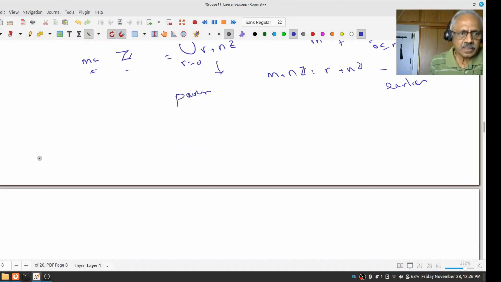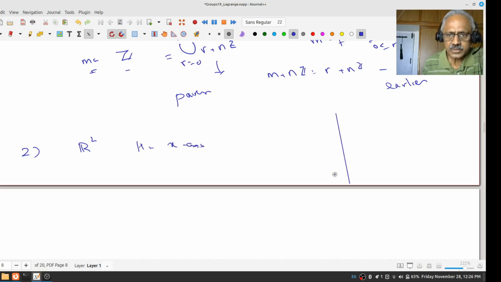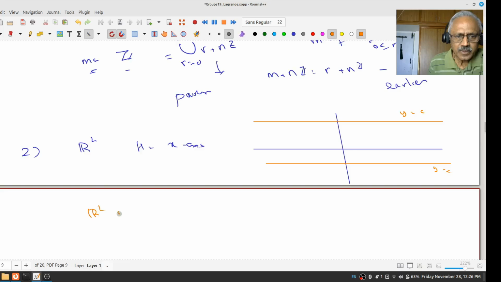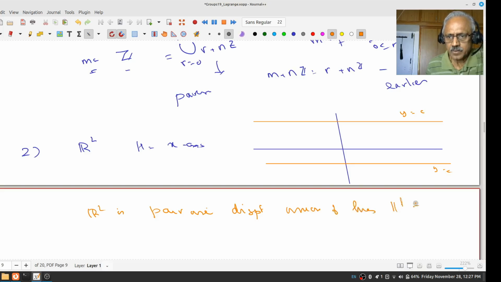Now second example, let us look at R^2 and our H was the x-axis. What are the cosets? We saw the cosets are lines parallel to y equal to some c. As you can see, therefore R^2 is a pairwise disjoint union of lines parallel to the x-axis, which is a group. This is H. This is my (0, c) plus H.